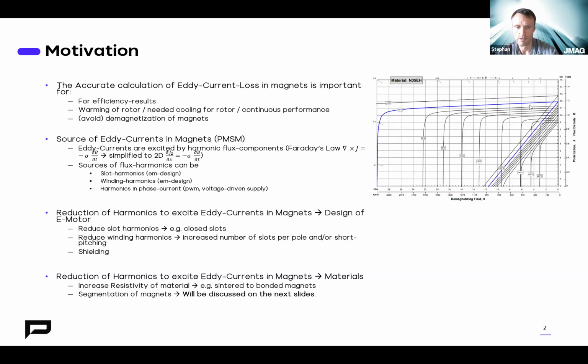Let's say some way in between is to use the segmentation of magnets. With the segmentation, we also somehow increase the resistivity of the magnets, but on a larger dimension than if we use bonded magnets. And the segmentation of magnets I want to discuss on the next slides.